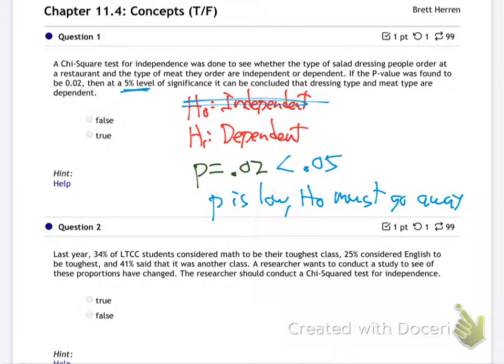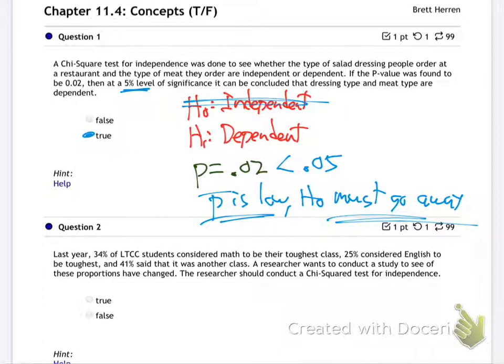So yes, true. See how easy that is if you just write the H0, H1, and you know the p is low, so the H0 must go. Cross out H0. H0 is always independent on dependence tests, and H1 is dependent. So that's easy. They're just seeing if you can track through that. So that'd be true. How about number 2?